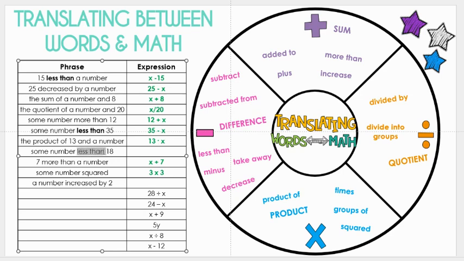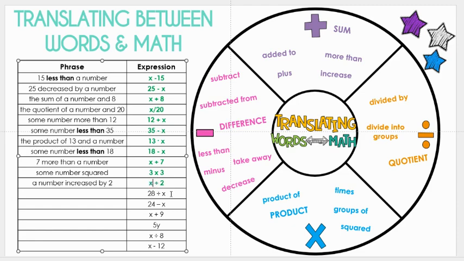Some number less than 18. So we want a number less. We want to take away from 18, so 18 minus the number. And a number increased by 2. That means I'm going to start with a number, I'm going to increase it or add on 2.